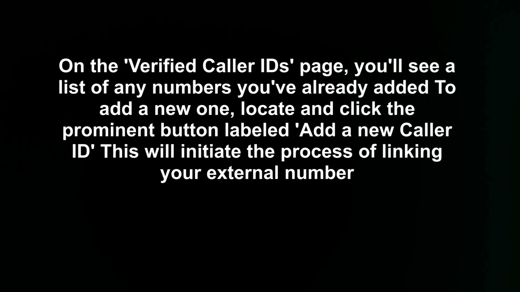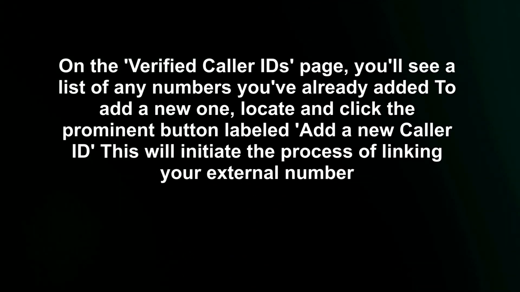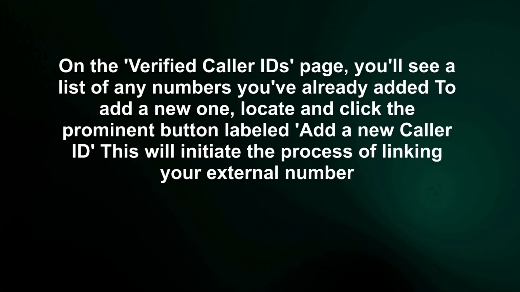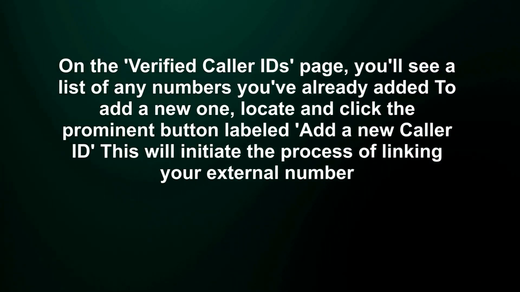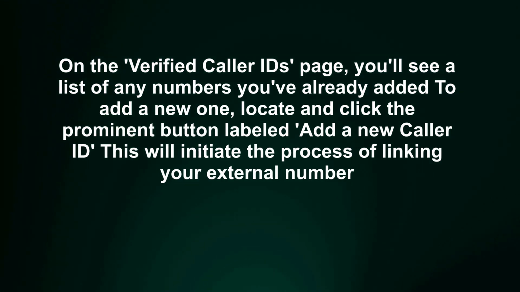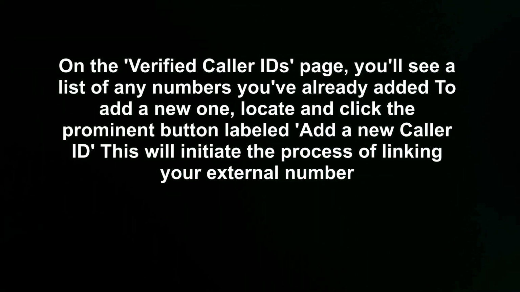On the Verified Caller IDs page, you'll see a list of any numbers you've already added. To add a new one, locate and click the prominent button labeled Add a New Caller ID. This will initiate the process of linking your external number.